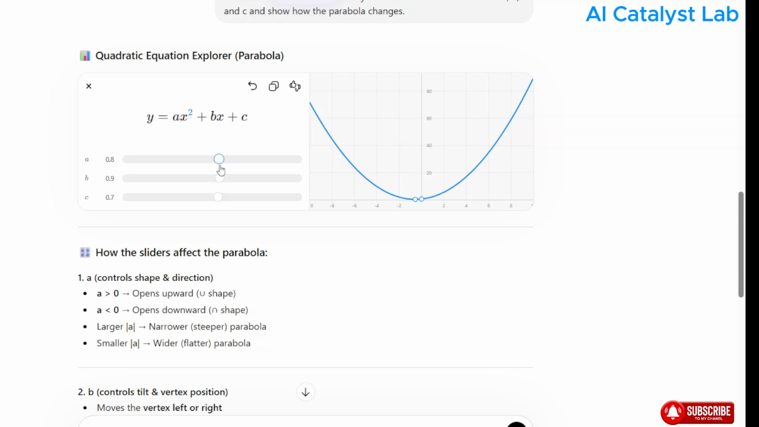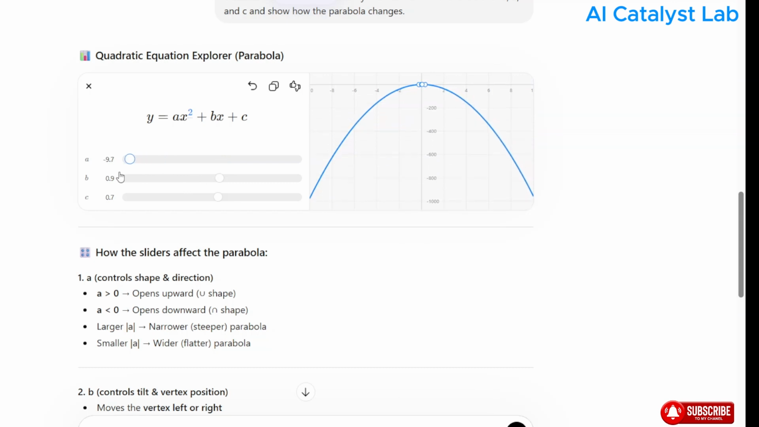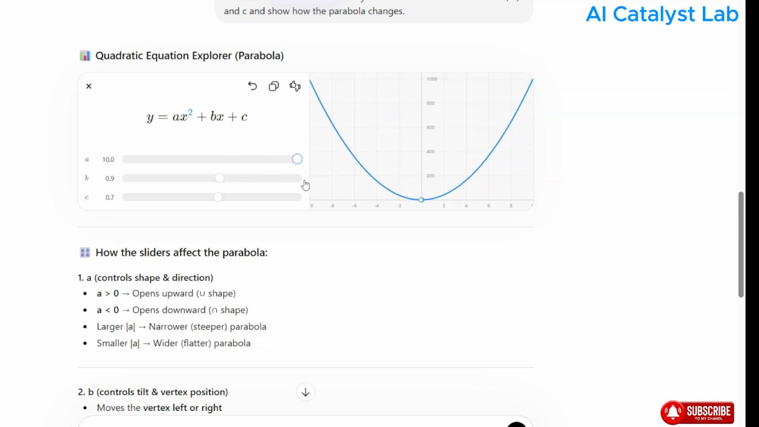Again, if you change the value of a to less than 0, it will go downward, and if a is greater than 0, it will move upward. If a is larger, it will be a steeper parabola, and if a is smaller, it will be a wider parabola. So we can see how the quadratic equation behaves and how we can explore it visually.